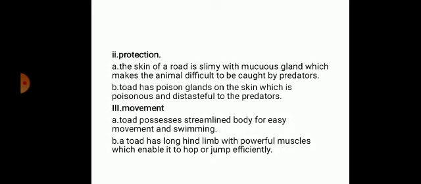In terms of terrestrial habitat, a toad has long hind limbs with powerful muscles which enable it to hop or jump efficiently. So it can adapt itself by living in aquatic habitat and also in terrestrial habitat. So that is how toads adapt in terms of movement. So those are the answers to those questions.